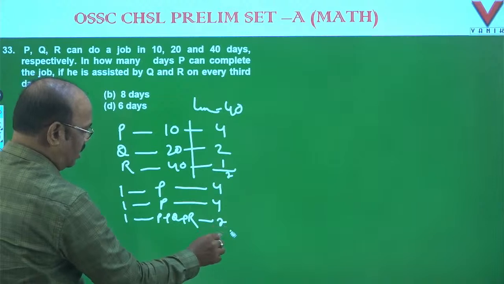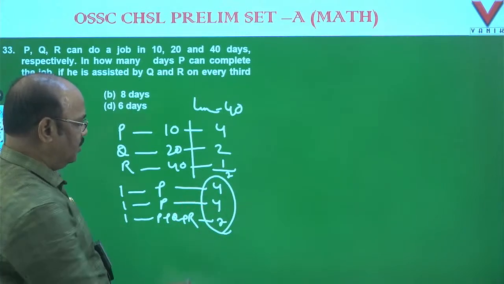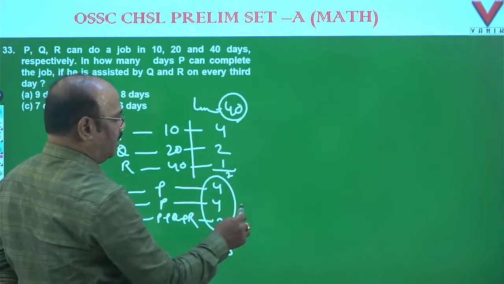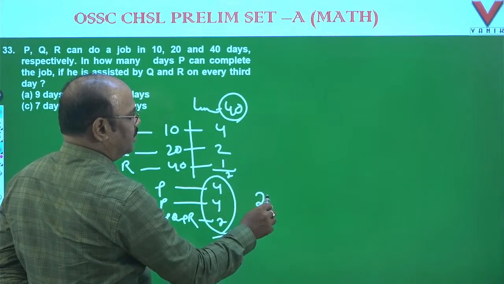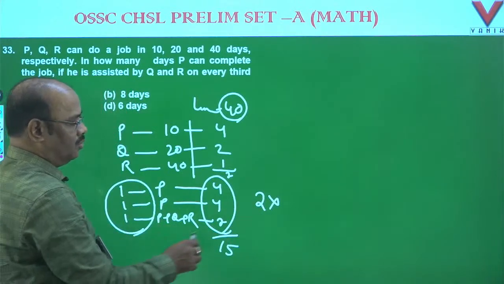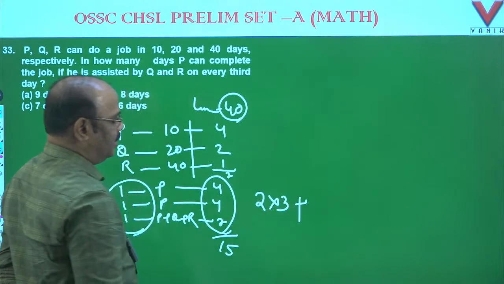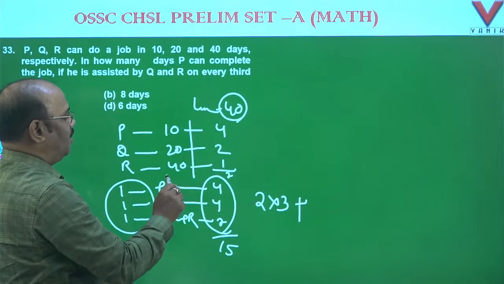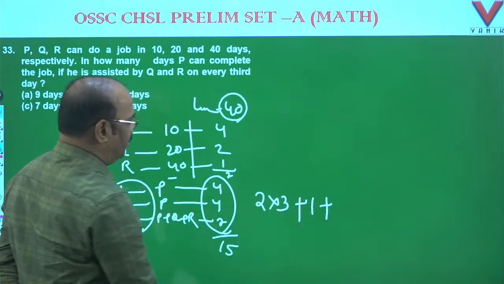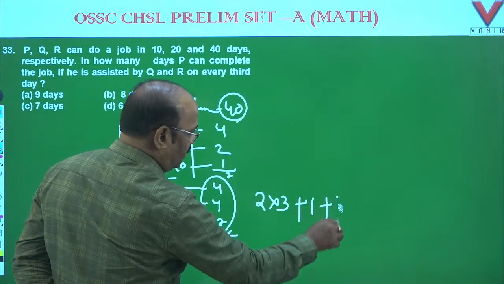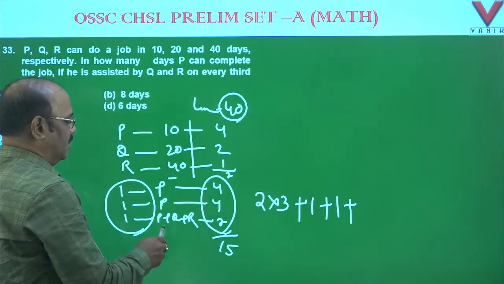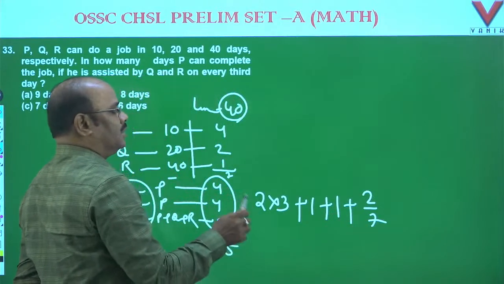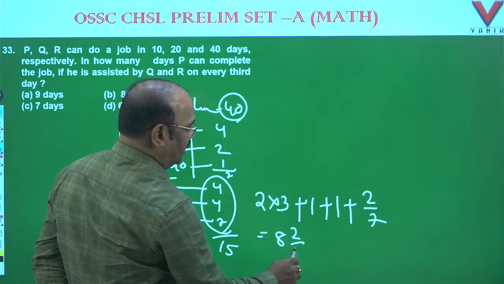So in 1 complete cycle, work done is 4 plus 4 plus 7, that is 15. Total work is 40, so the number of cycles is 40 by 15, which gives 2 cycles. 1 cycle is 3 days, so 2 cycles are 6 days, and 30 work is done. 10 work remains. Next P does 4 work on day 1, and again the next day P does 4, so 8 work is done and 2 work remains, which P plus Q plus R will do, that is 2 by 7. So the answer is 2 by 7. This is the answer: 6 plus 2 is 8, so 8 whole 2 by 7 days is the right answer.